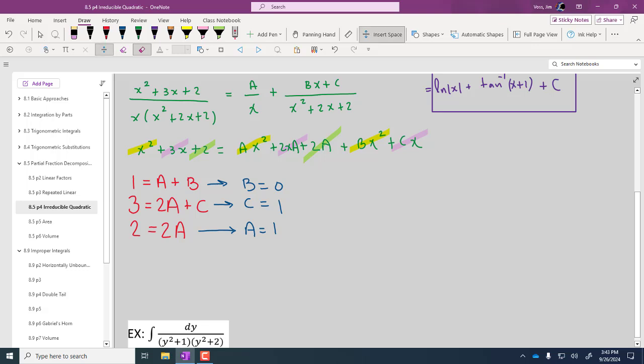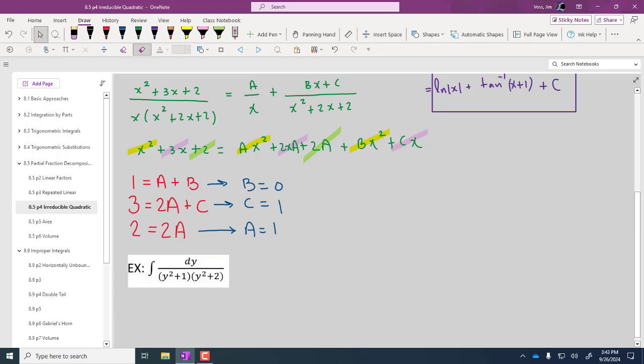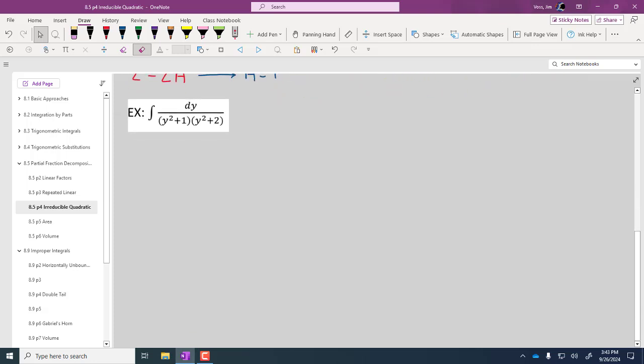All right, let's go ahead and take a look at this one, where we have two irreducible quadratics. This is about as bad as I would put on a test. Two irreducible quadratics. So it'll be on the test.